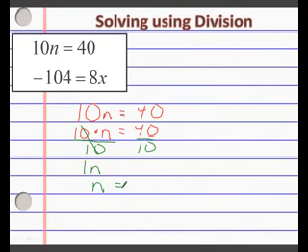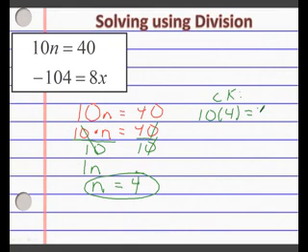And n equals 40 divided by 10, which is 4. So n equals 4 is our solution. And you're going to check it the same way that we checked our addition and subtraction one-step equations, by taking out our n and putting in a 4. So 10 times 4 is 40, and 40 equals 40, so we did it correctly.